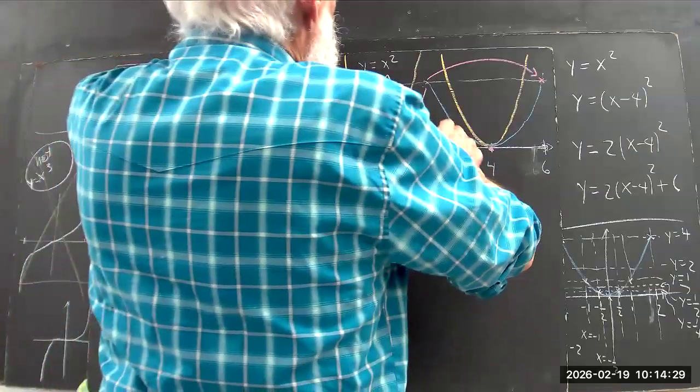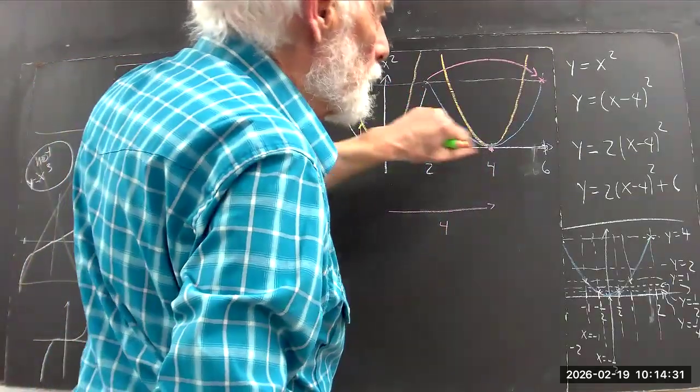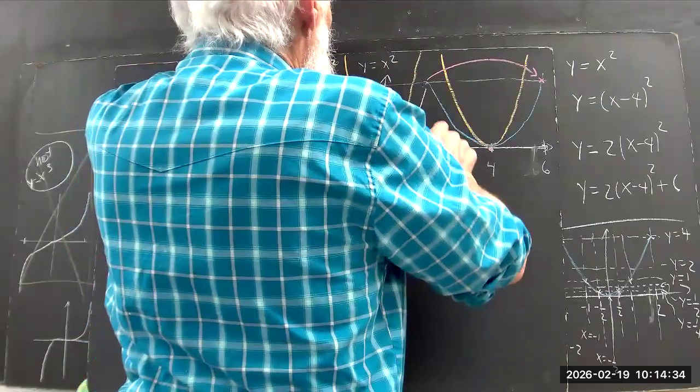Okay, so this graph of y equals x minus 4 squared, well, I'm labeling it now.